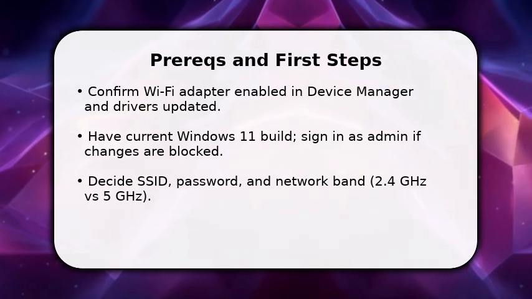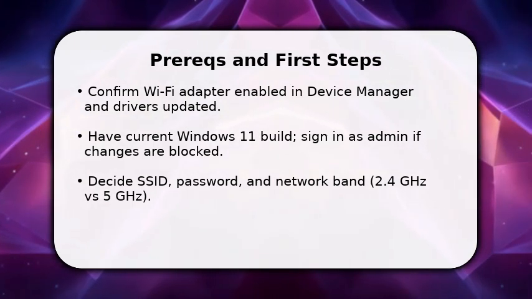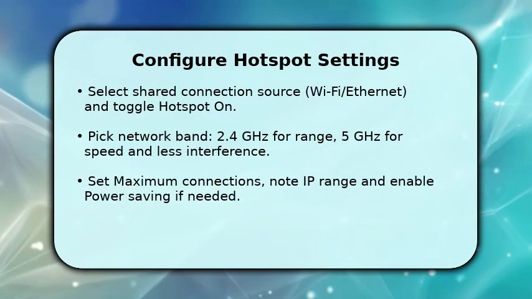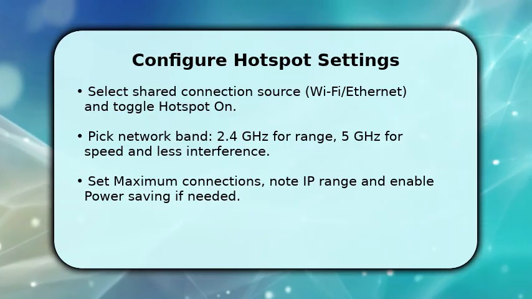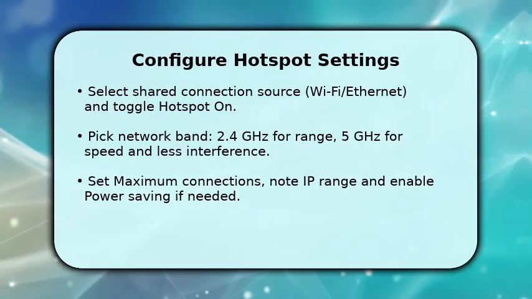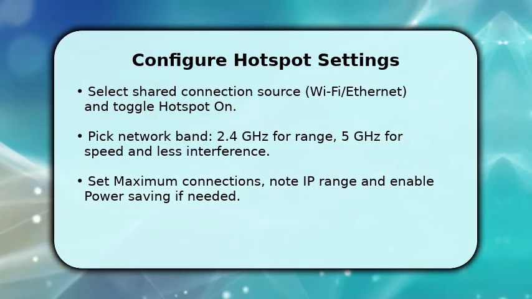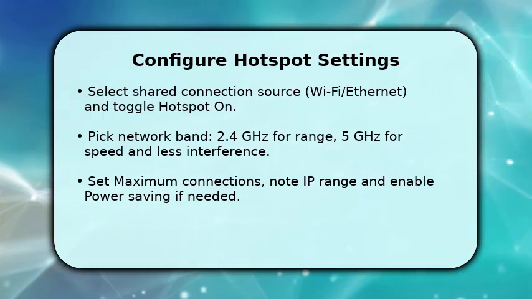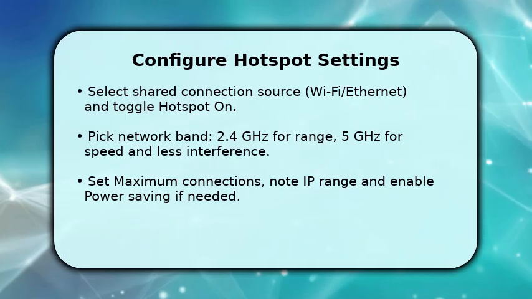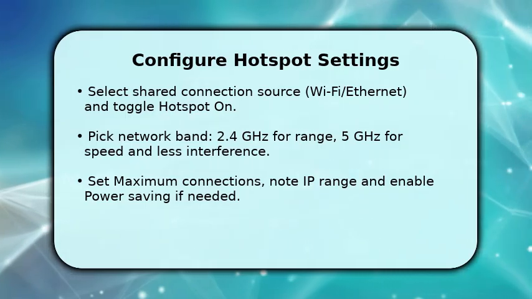Now you configure the hotspot itself. Toggle Mobile Hotspot on and pick the connection you want to share. Choose the network band. Use 2.4 GHz for better range or 5 GHz for faster throughput when nearby devices support it. Set the maximum number of allowed devices and confirm the generated or custom SSID and password.